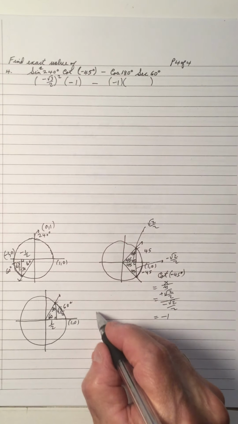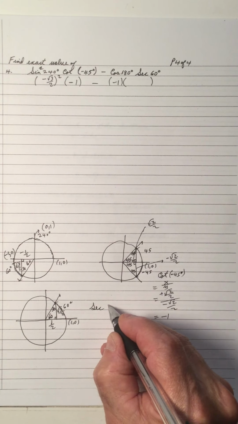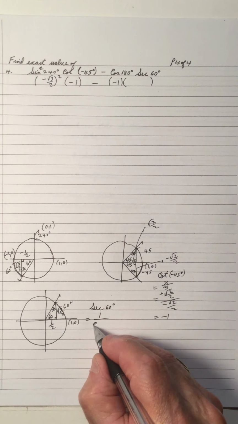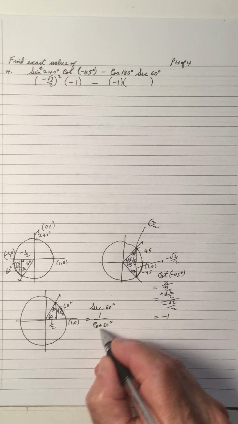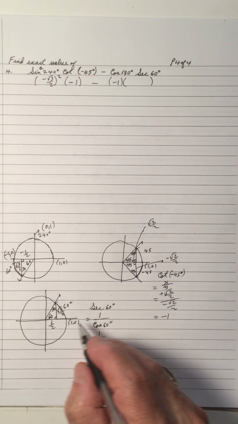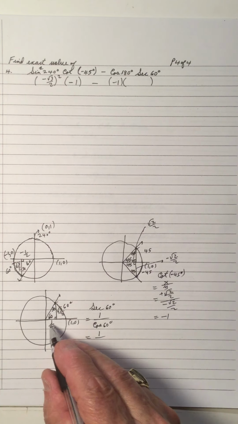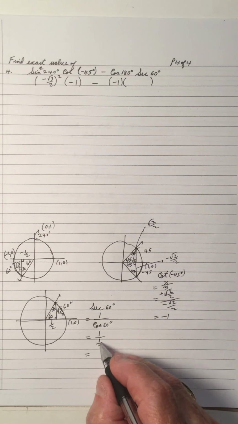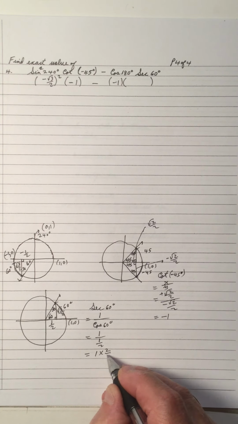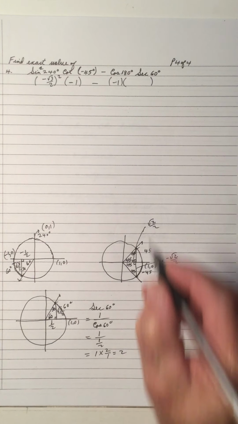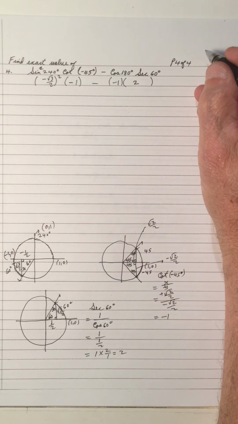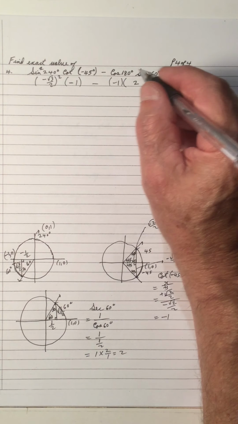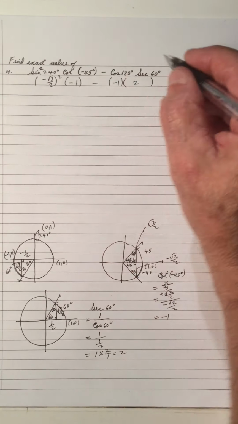And let's see, the secant of 60 is 1 over the cos of 60. The cos is the x, so that's a half. So 1 divided by a half is 1 times 2 over 1, which is 2. So the secant of 60 is 2. And we have all the brackets worked out, so we have to do the powers, PEMDAS.